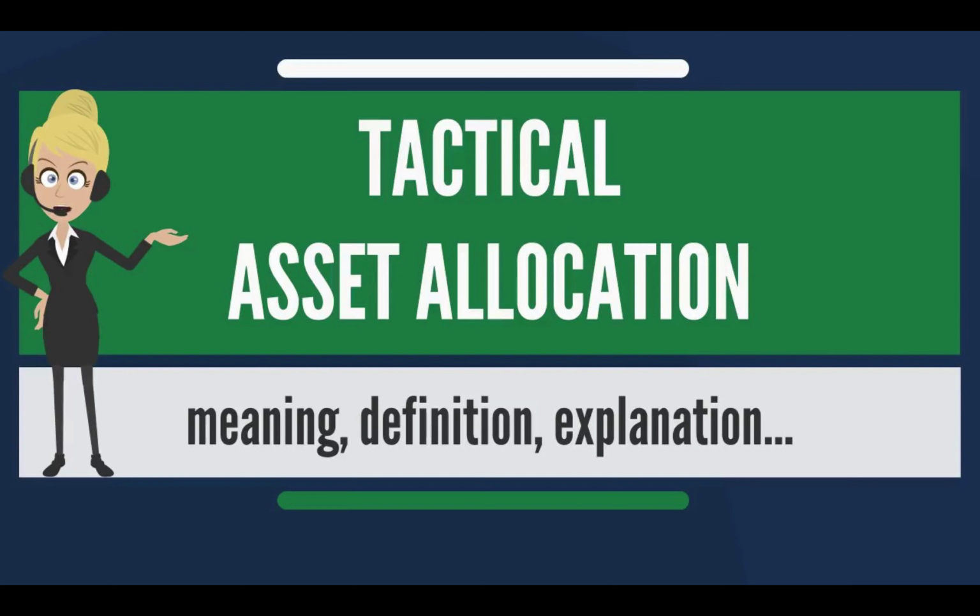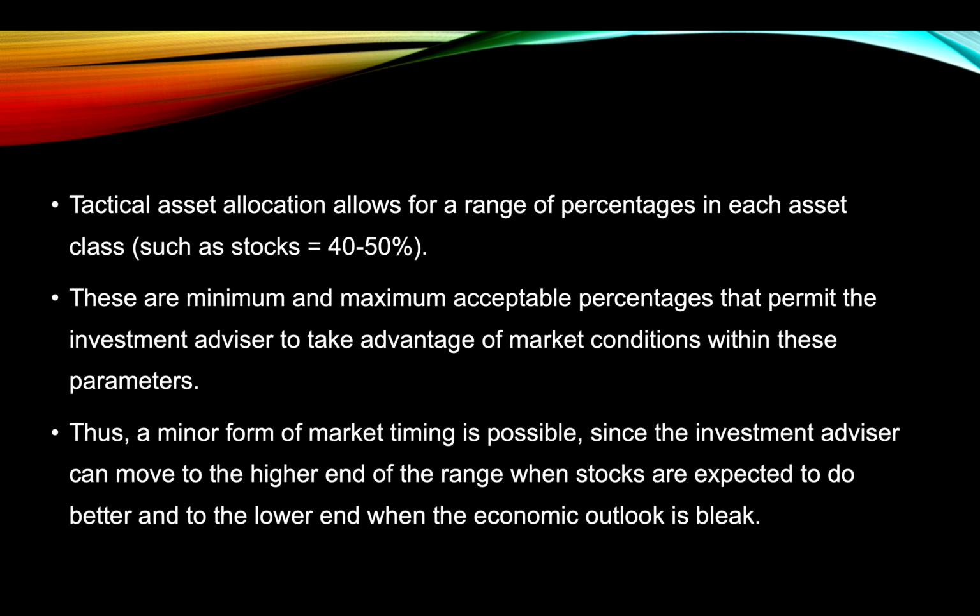Tactical asset allocation is different. Right? Tactical asset allocation, you basically say to the manager, you have a range of percentages in each asset class. For example, you could put 40 to 50% in stocks, depending on whether you think stocks are going to outperform versus other asset classes. So these are minimum and maximum acceptable percentages. All right, so you're basically undertaking a form of market timing and trying to figure out which of the asset classes are going to outperform.